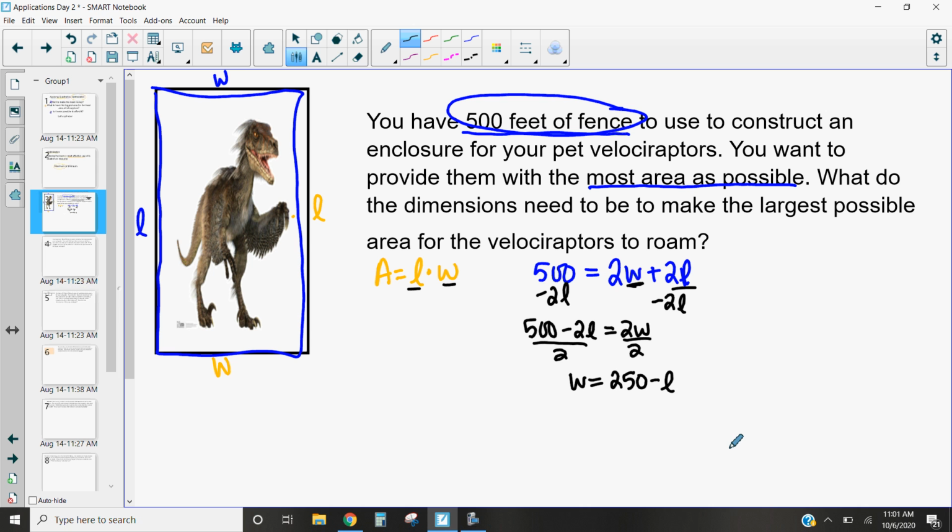And that makes sense because our width is going to be half. It's going to be half of what we have, divided all by 2.